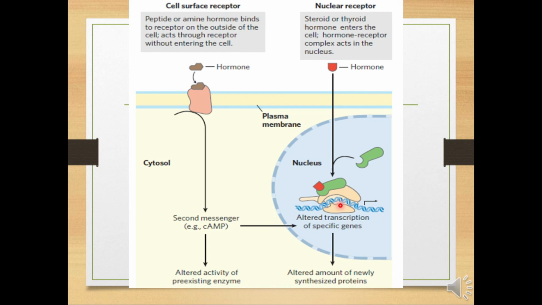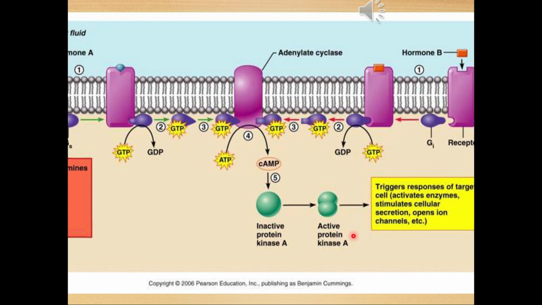It causes alteration in the properties of specific genes. It means it creates altered transcription of specific genes. This alteration then alters the amount of newly synthesized proteins and makes new proteins which act on their target cells. It is a diagrammatic description of the general mechanism of cell receptor hormones.